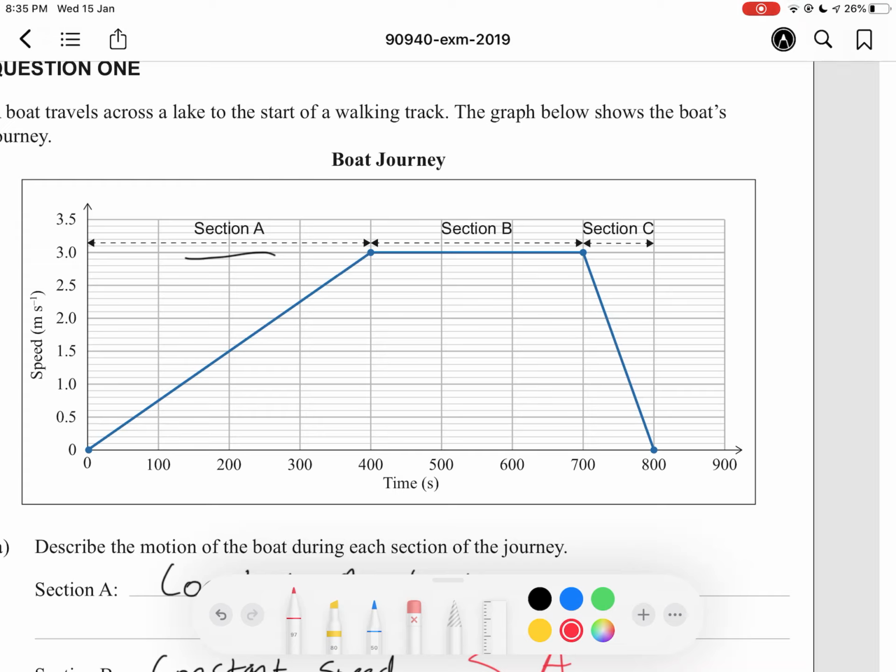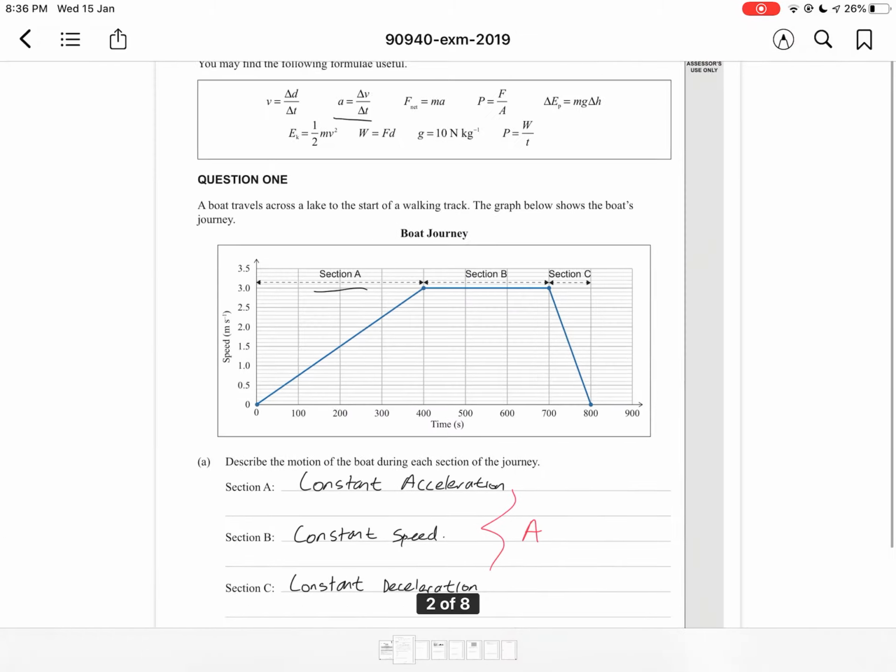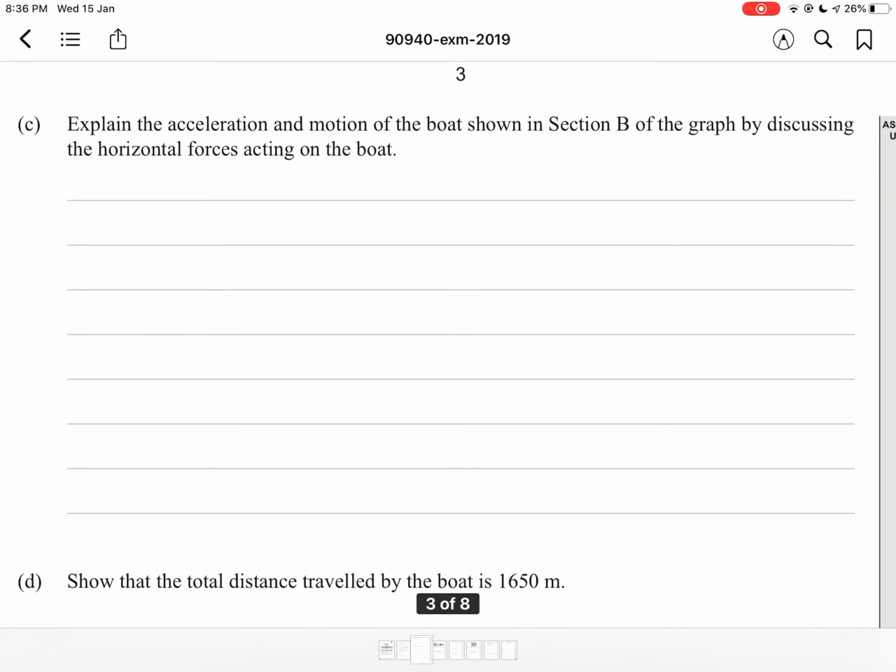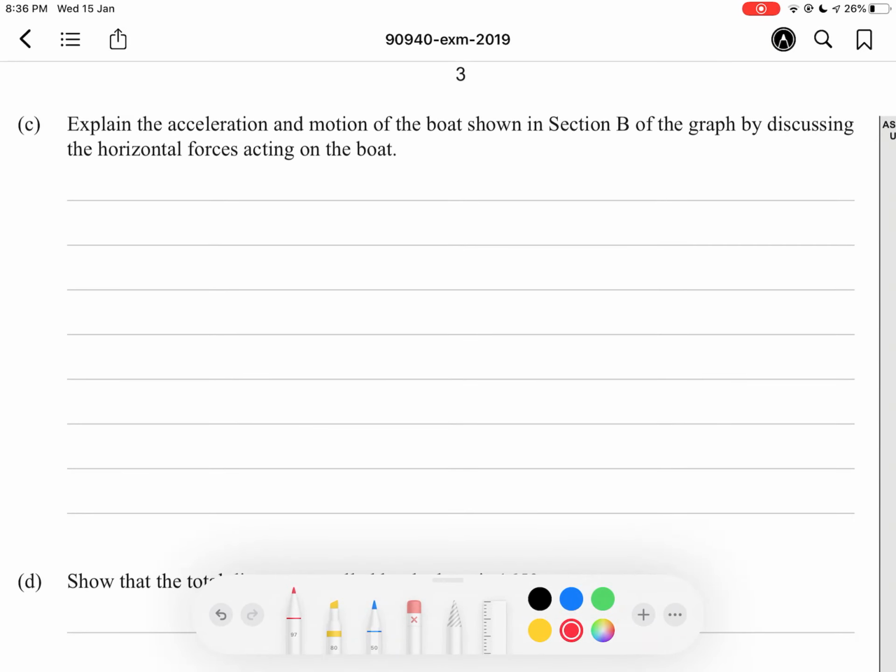So the boat is giving a forward thrust force, and there's a backwards drag force that opposes the thrust force from the boat. Because the boat is neither accelerating nor decelerating, it's at a constant speed, so both of these forces must be equal. Both forces in opposite directions cancel each other out, so the net force is 0 newtons.